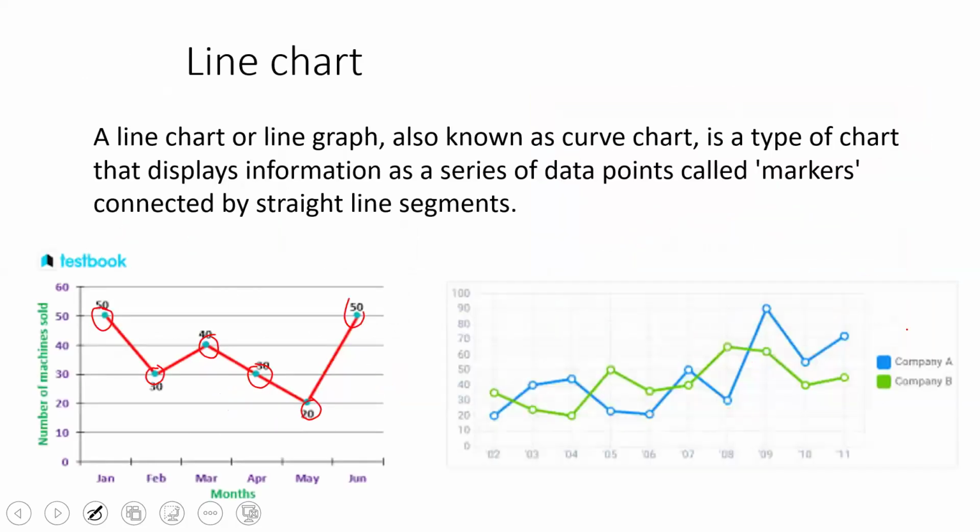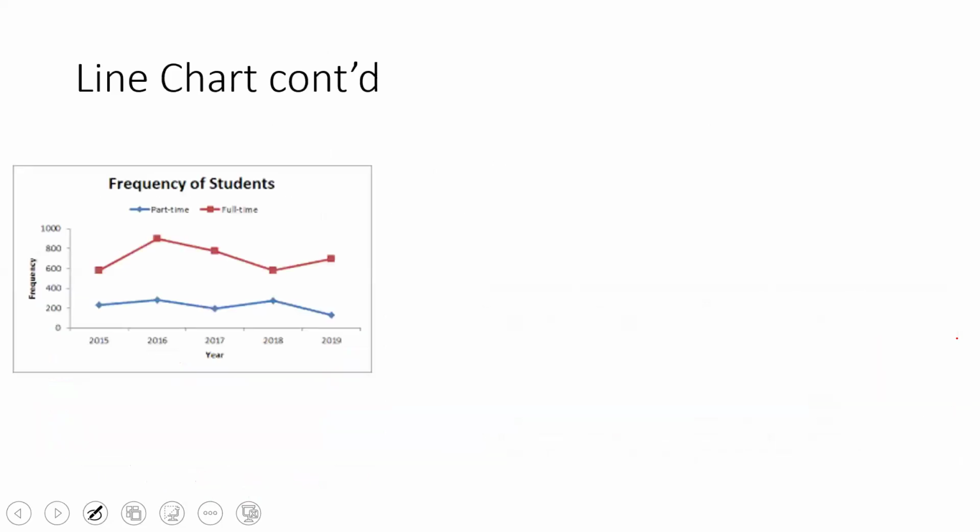And these are examples. You can compare 2 different variables to see which one is making a difference when you are comparing the 2. This is another example of a line chart, for frequency of students, the part-time students and the full-time students. You can see that the part-time students are fewer than the full-time students by comparing the 2 line charts.